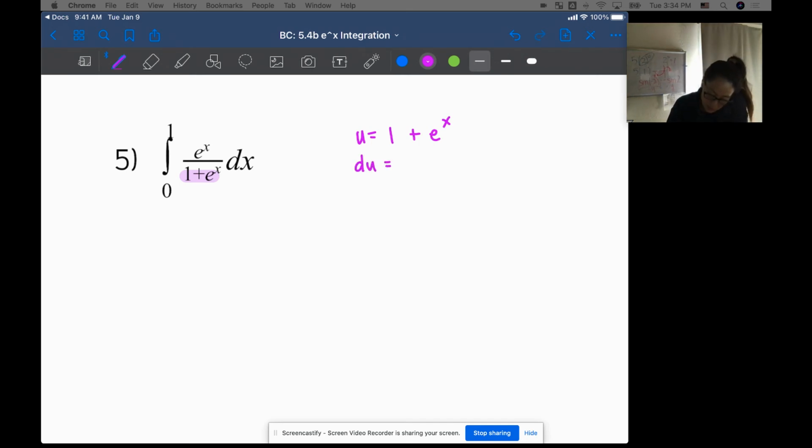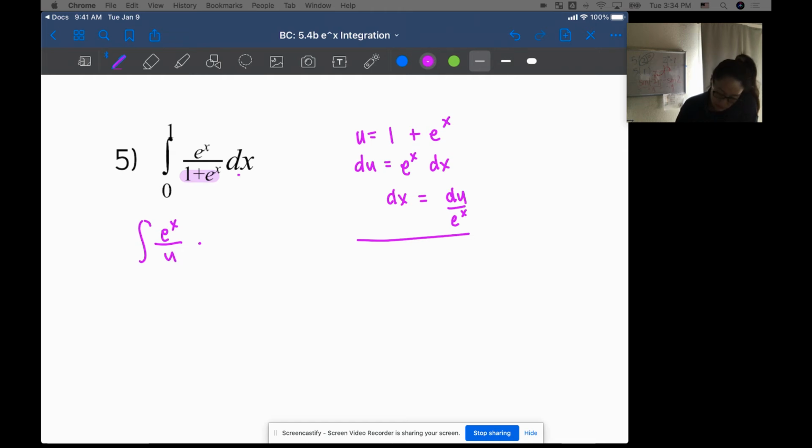I get du is equal to the derivative of 1, which is 0, plus the derivative of e to the x, which is e to the x dx. So dx is equal to du over e to the x. All right, so I'm going to take the integral. Let's make sure this is going to work. So I have e to the x over u times dx, which turns into du over e to the x. Ta-da! And they cancel.